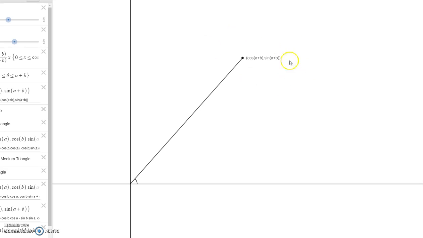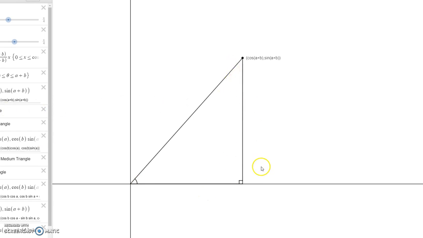Well, that's well and good, but I would like to find another way to get to this same point using just sine of A, sine of B, cosine of A, cosine of B, just single angles, if at all possible. And I do think it is possible, and I'll show you why.